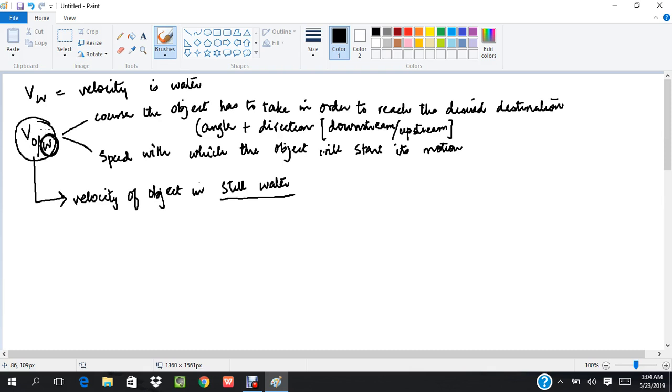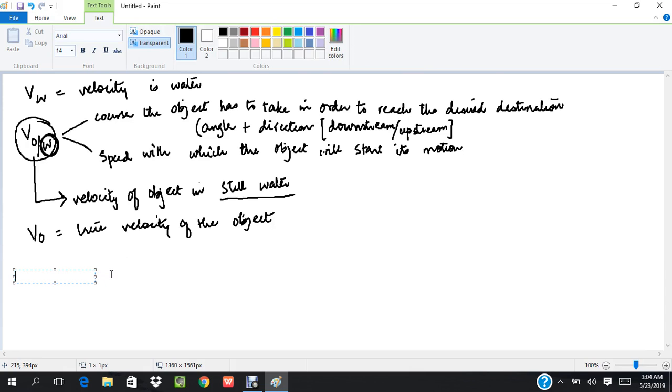So we have relative velocity, we have the velocity of water, and the third component is the true velocity of the object. I told you that the true velocity of the object is given by the line connecting the starting point and the destination of the object. So now let's move on with the question. I'll write the question down. This question doesn't really have any diagram, so I'll just write this question down and then we'll solve it.